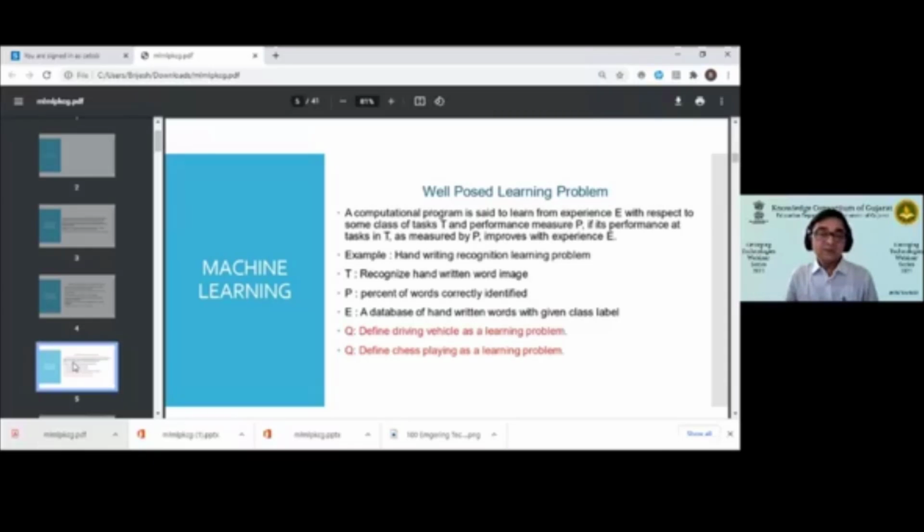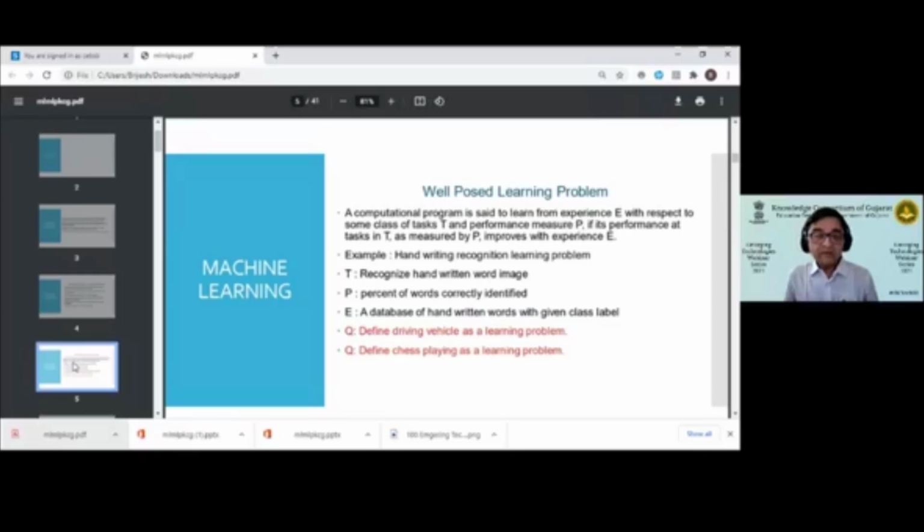A computer program is said to learn from experience E with respect to some class of tasks T and performance measure P, if its performance at tasks in T, as measured by P, improves with experience E.